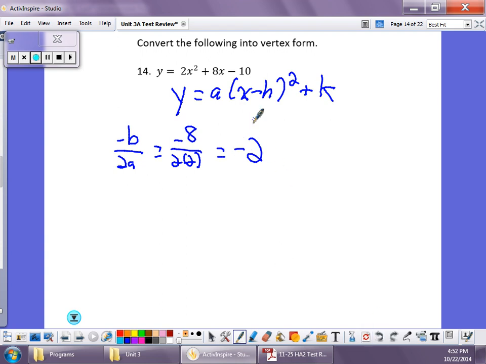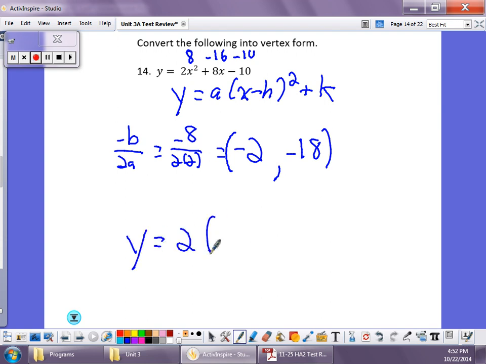To find the y-coordinate, I just plug that back in. So I get 2 times 4 is 8 minus 16 minus 10. So that looks like it's going to be negative 18. And then now I have everything I need. So y equals 2, x plus 2, that sign changes, squared minus 18.